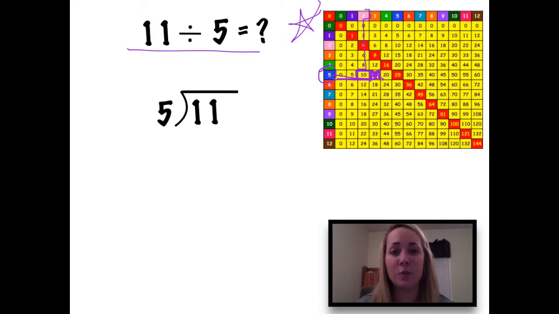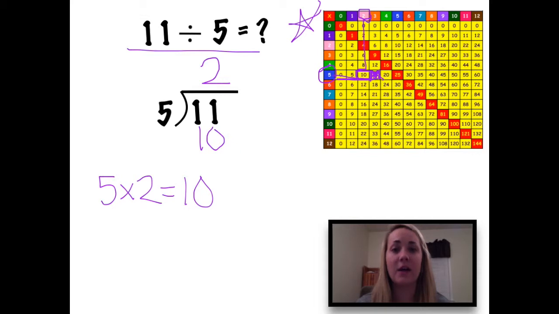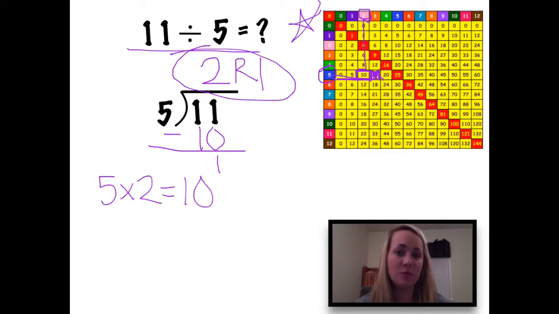So 5 is divisible by 2. So then what we're going to do is write 2 on top of our division house. Then we're going to multiply 5 times 2, which is 10. We'll then write that 10 under the 11. Then our last step is to subtract. This will then give us our remainder. So we'll have 11 minus 10 is 1. So then our remainder will be 1. So 11 divided by 5 will be 2 remainder 1. So we got the same answer as before, just a different strategy.